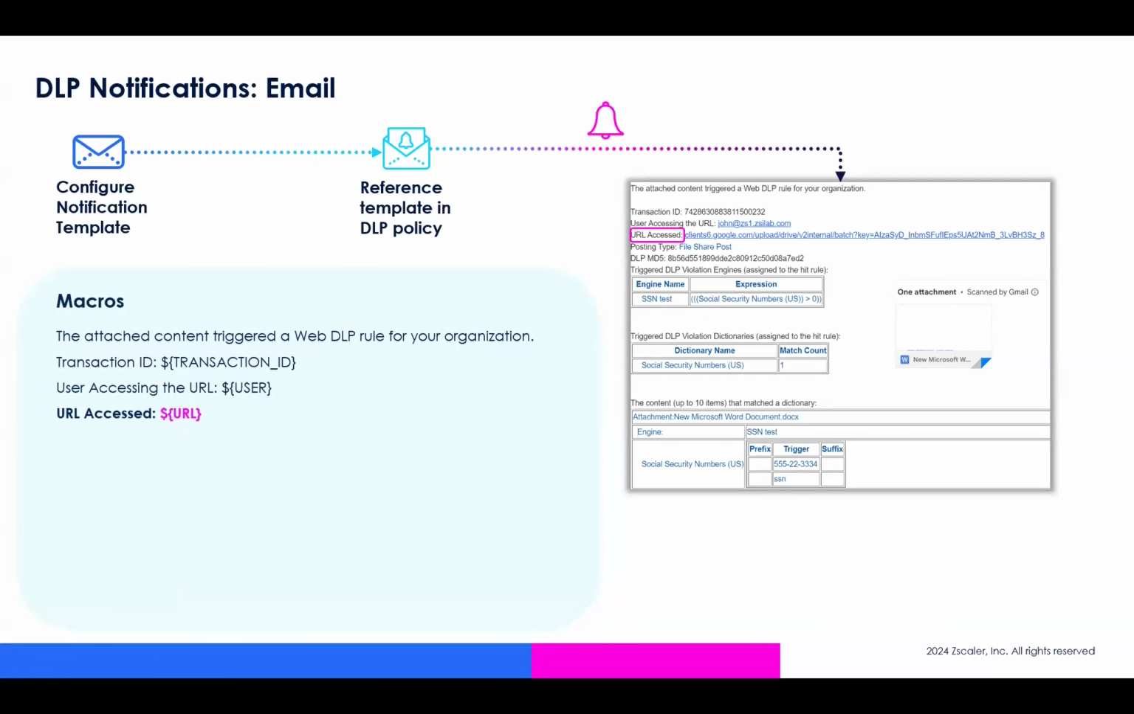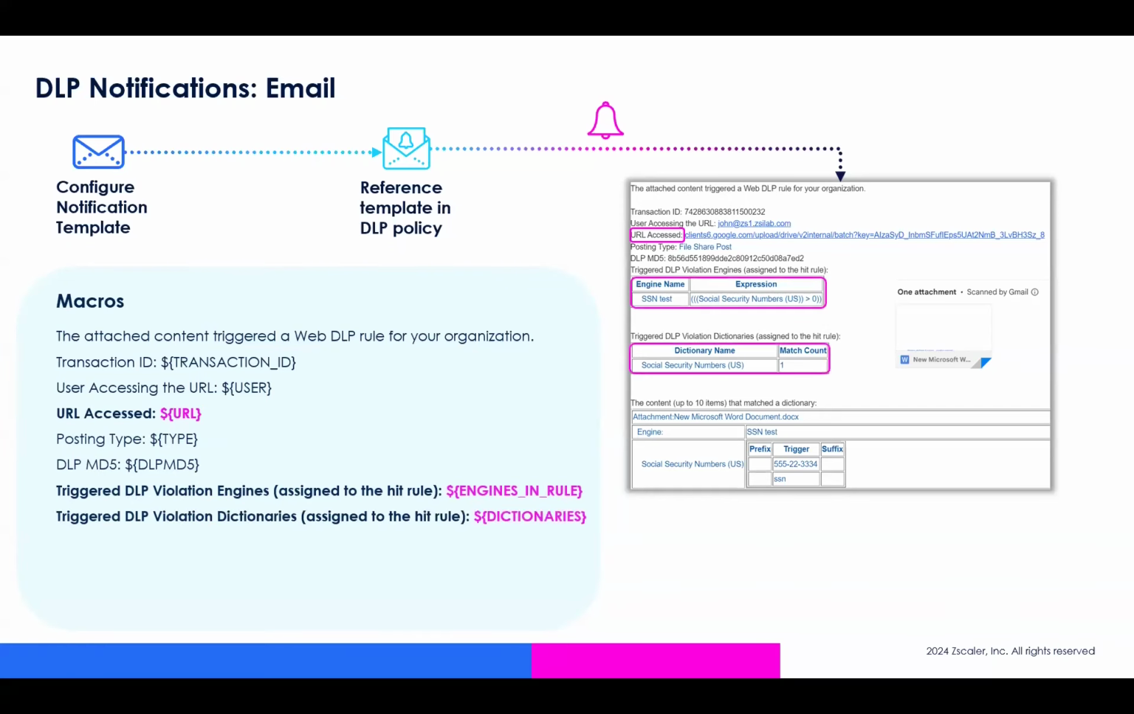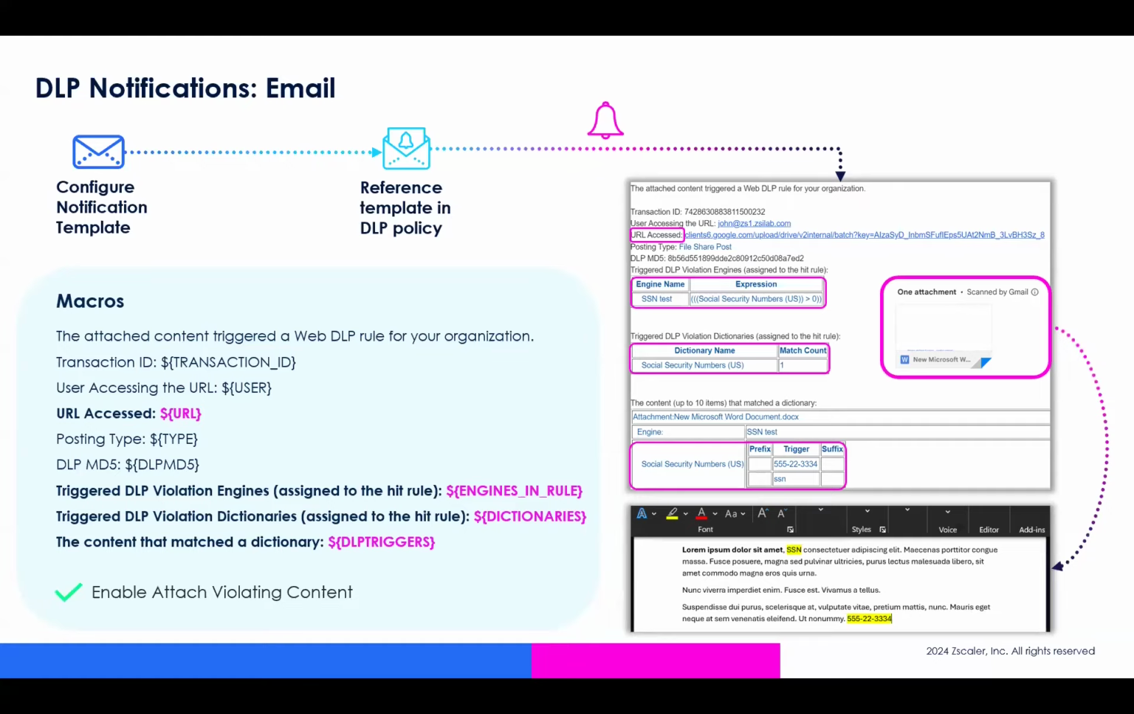In this case, we've configured the example template with the URL access macro, the triggered DLP violation engines, the dictionaries, and the content that matches that trigger. Note also that you can enable the attach violating content option, which will then attach the file containing the data to the notification email for your auditors to review.